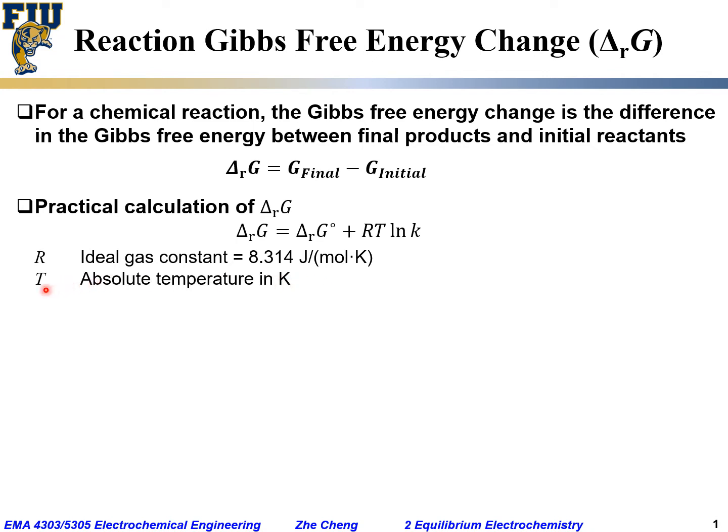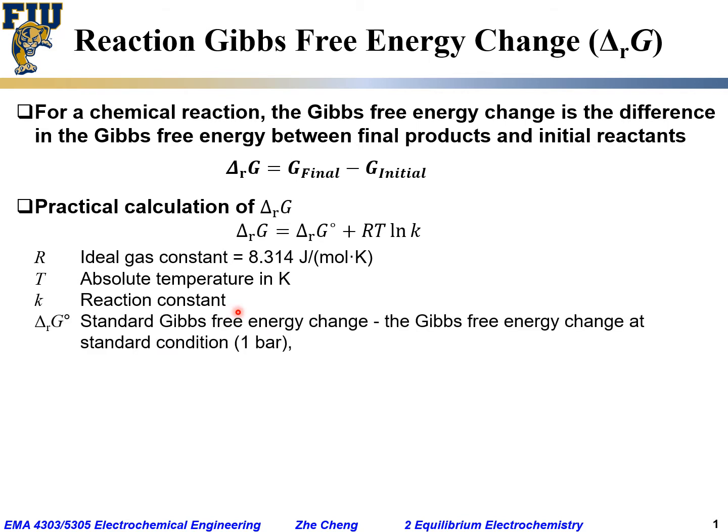T would be absolute temperature in Kelvin, because the chemical reaction may happen at ambient temperature or at any other temperature. K is the so-called reaction constant, and we'll go back to this later. It's like the reaction quotient.